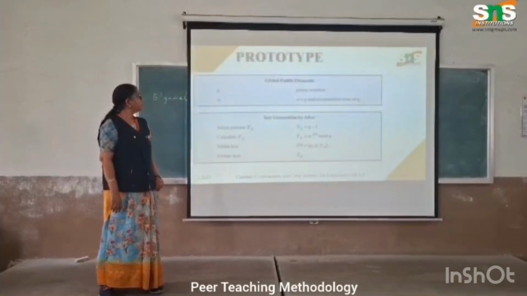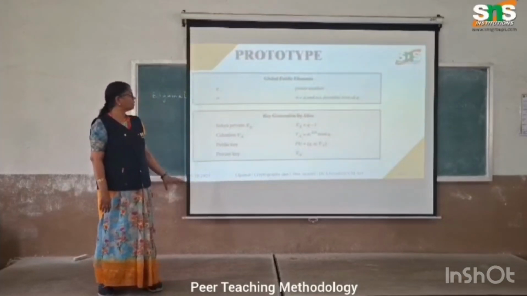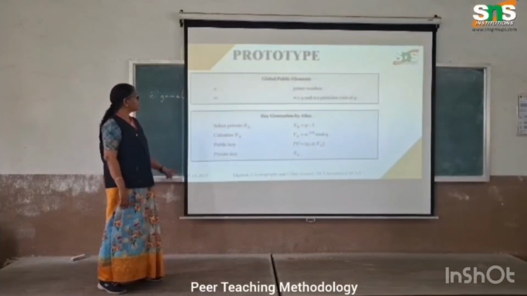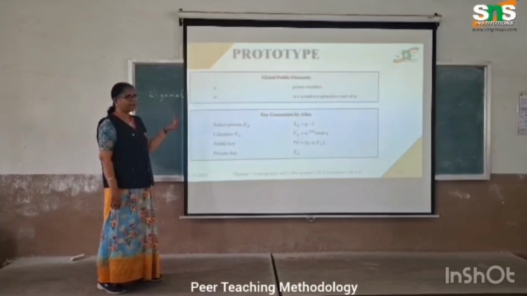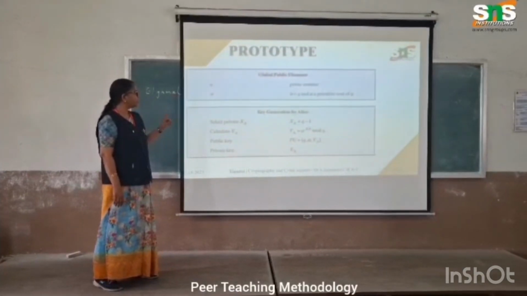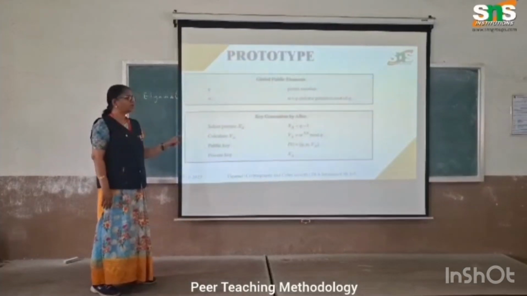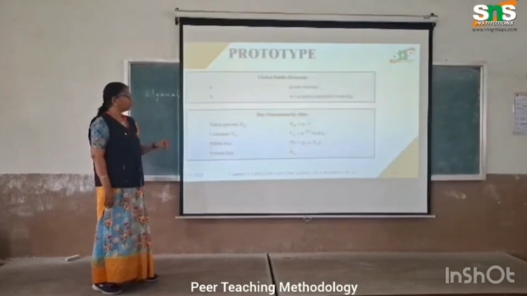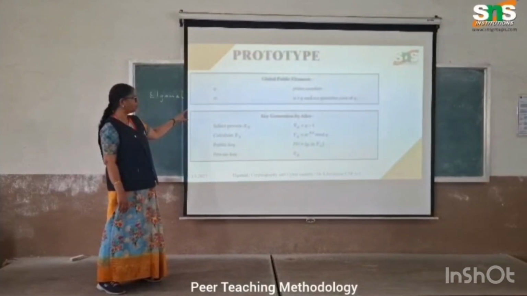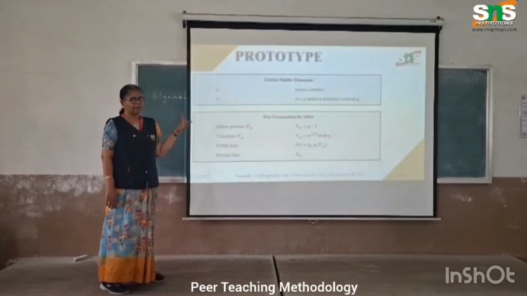Next, these are the steps in the ElGamal cryptosystem. The first step is key generation. To start with, we take one prime number q. Then alpha, where alpha is a primitive root of q. We all know what a primitive root is. Alpha should be less than q. These two, q and alpha, are global public elements.